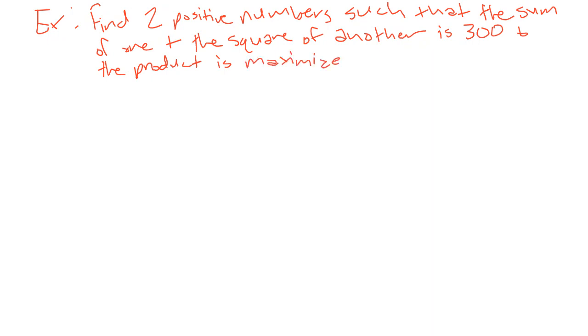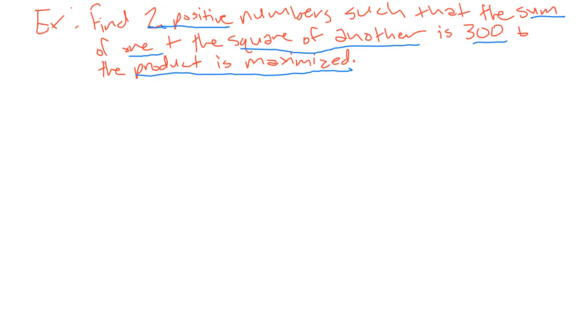All right, so the first step is to analyze our problem and see what we have. We know we have two positive numbers, and the sum of the first number and the square of the other is 300, and we have a maximized product. Since we're dealing with a sum of two numbers, we can't really draw a picture of this, but we can move on to introducing our notation.